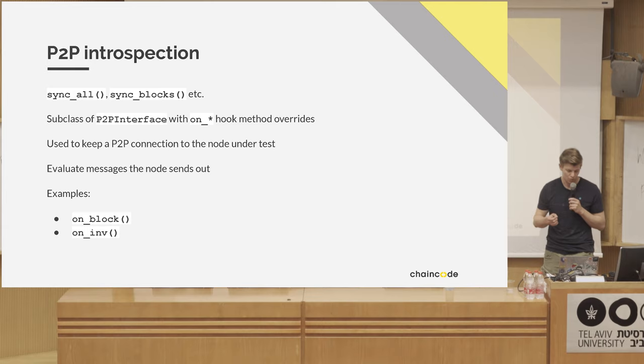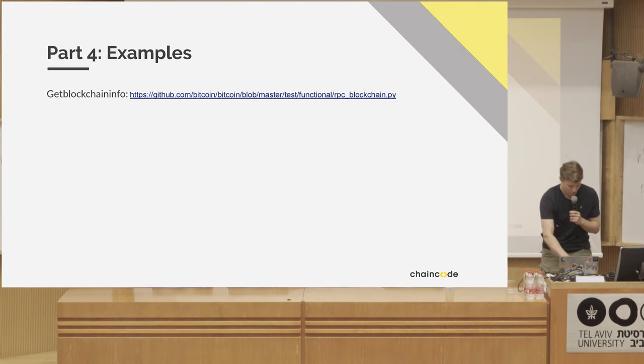But you can also go deeper and subclass the P2P interface class and then redefine hooks on this. They are going to be like on block, for example, functions which you can override, and then you can act on these events when this node or this P2P interface actually is receiving a block. I'm just going to show you one very simple example.